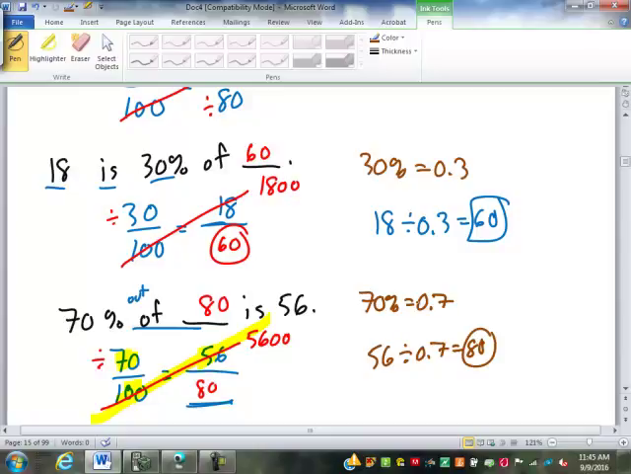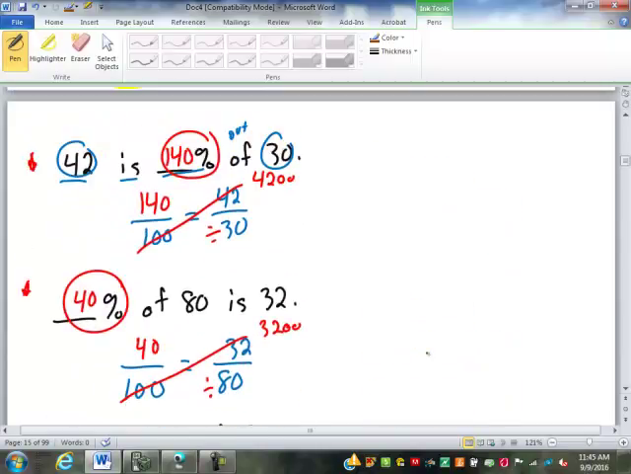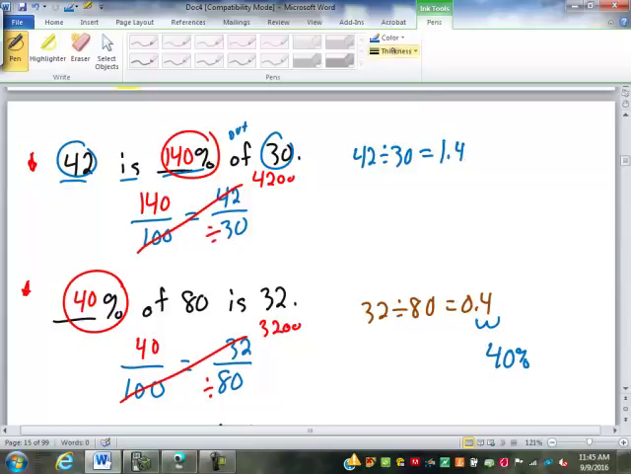So if we use the rate method, once we turn that percent into a decimal, we have to figure out then, are we going to multiply by that decimal or divide by that decimal? And then there's a third possibility, which is these middle two. If I'm looking for the percent, I don't have anything to change into a percent here. So what I actually have to do is divide. 32 divided by 80 is 0.4. And then I move that decimal point to make it a percent. Same up here, I have to divide. 42 divided by 30 is 1.4. And I move that decimal to make it a percent of 140%.